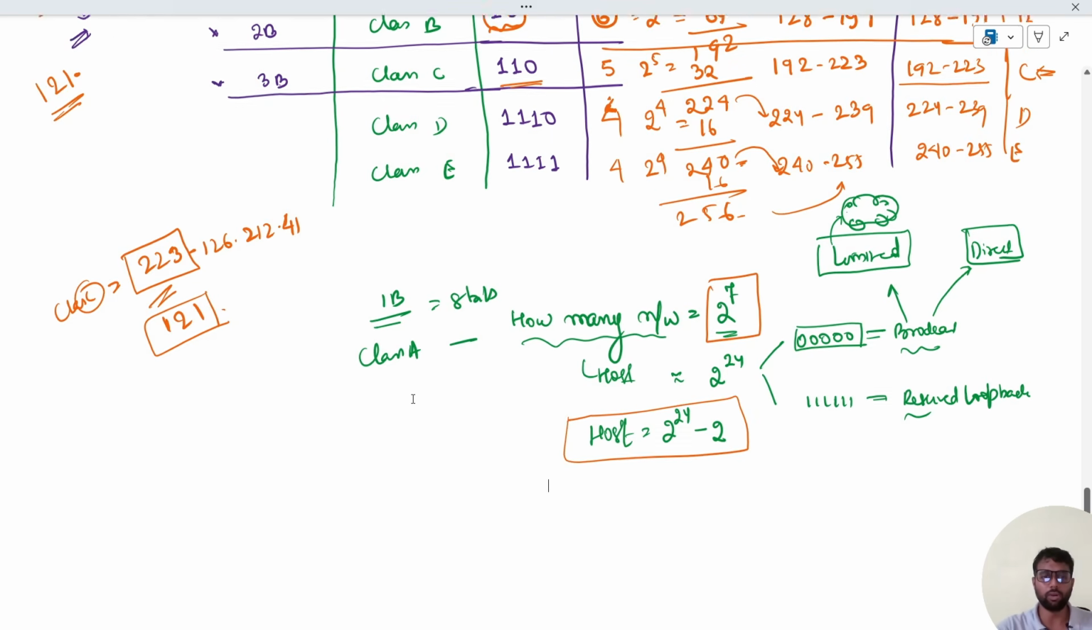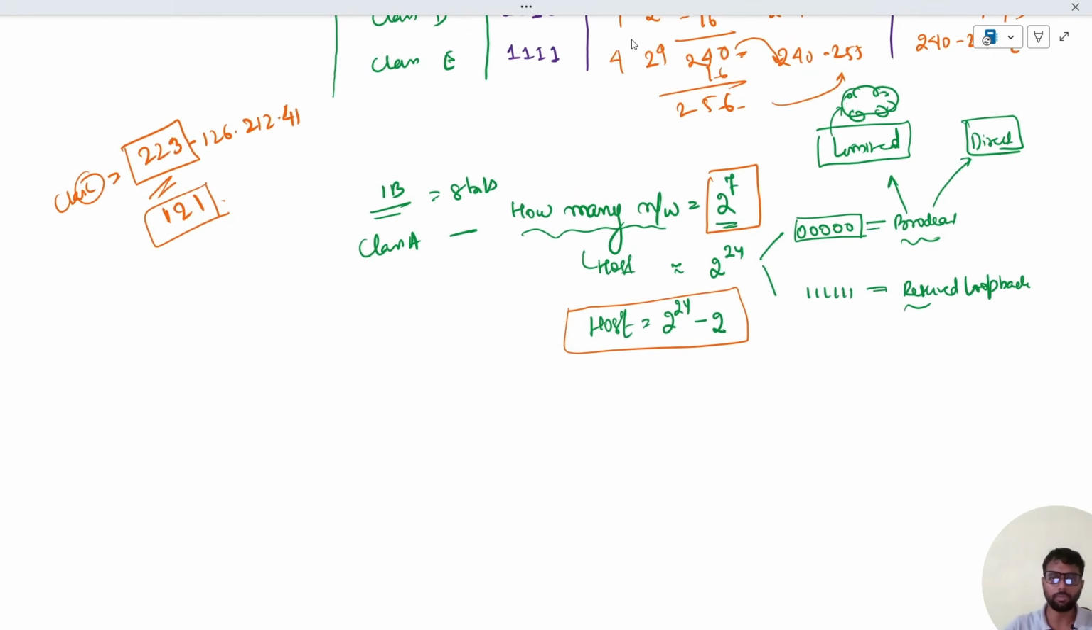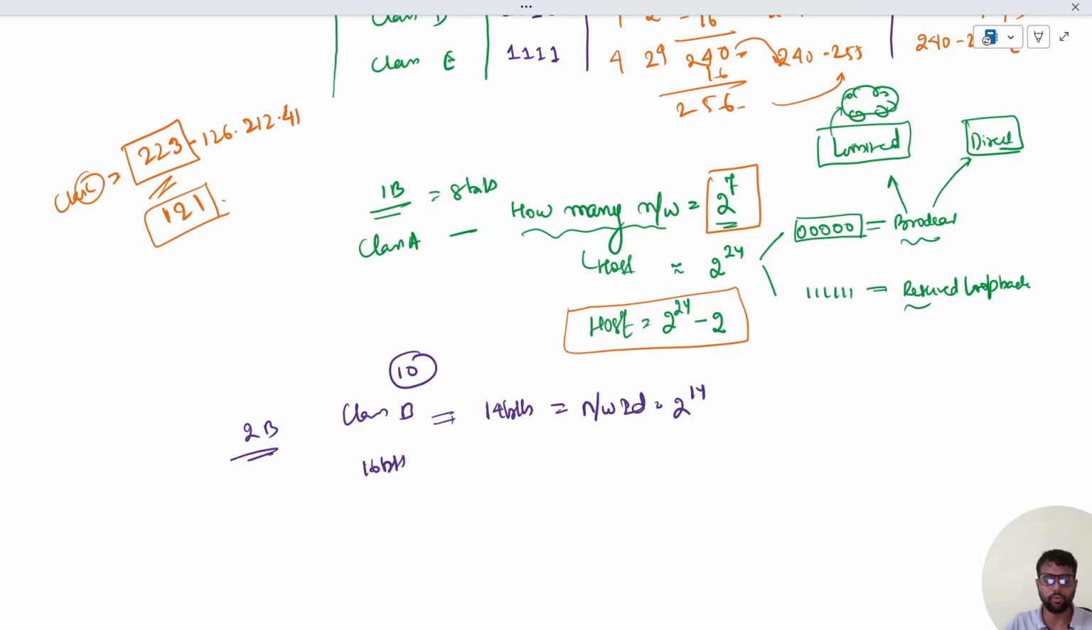Similarly, if we move on to class B, how many bytes are we using? 2 bytes. 2 bytes means 16 bits. But here we have reserved 2 bits, 1 and 0. So we are actually left with 14 bits. So the network IDs that are possible are 2 to the power 14.